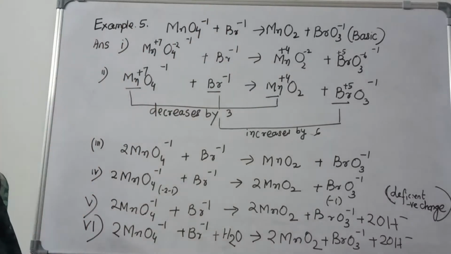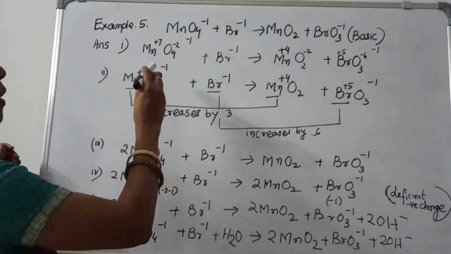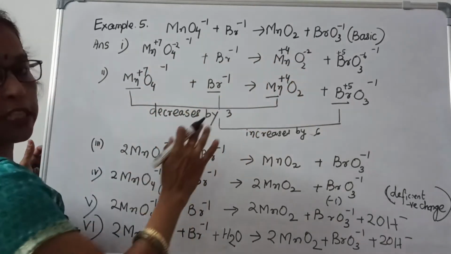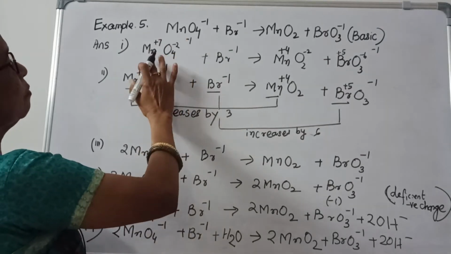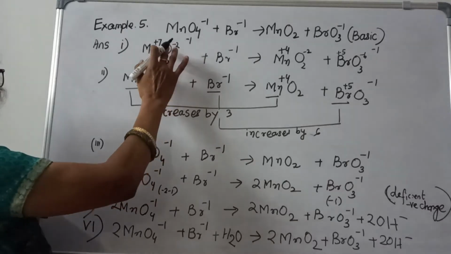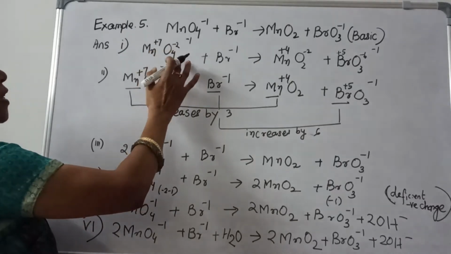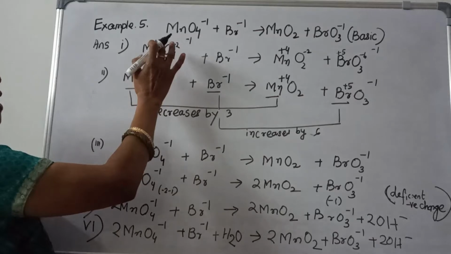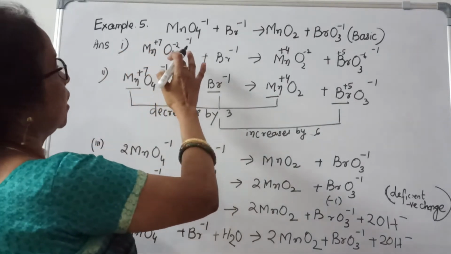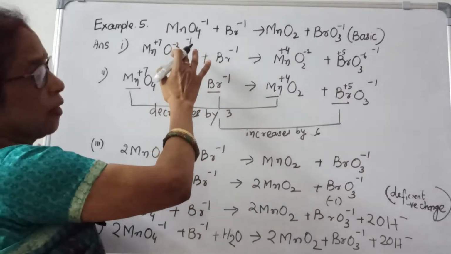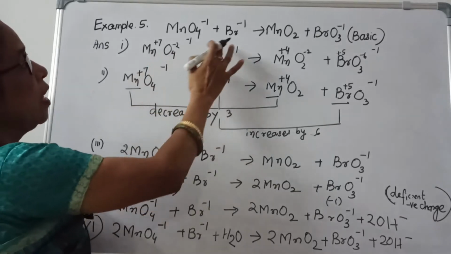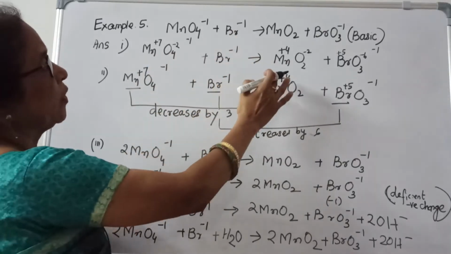Now the first step, as I told, you will find the oxidation number of each atom in this equation. In this equation, find manganese, and here oxygen is minus 2, 4 into minus 2, minus 8, and that is why the manganese is plus 7, so that the sum of the oxidation numbers of manganese and oxygen becomes minus 1. So here what happened? Manganese is plus 7. Br minus 1 is already given.